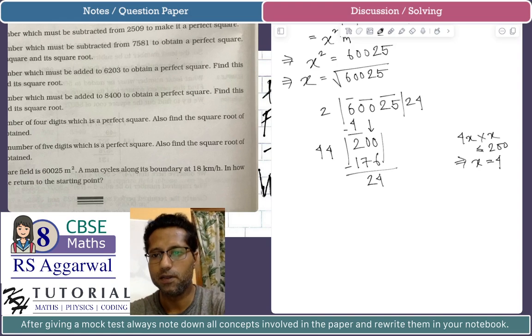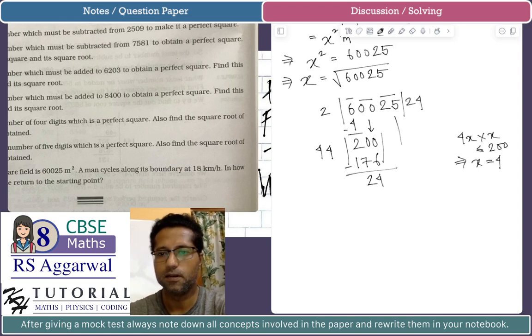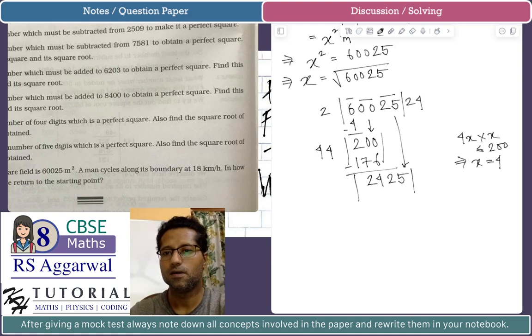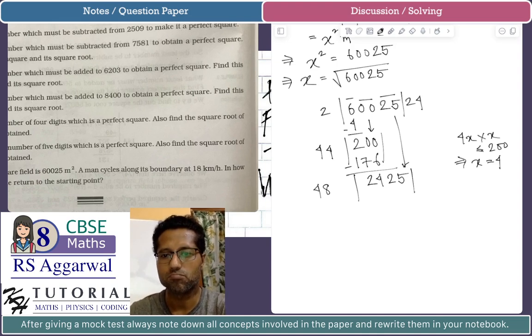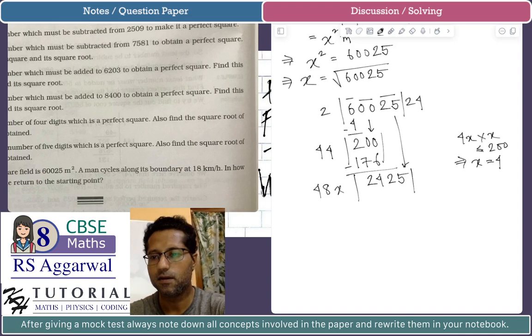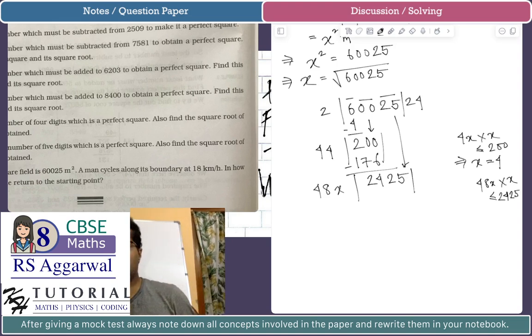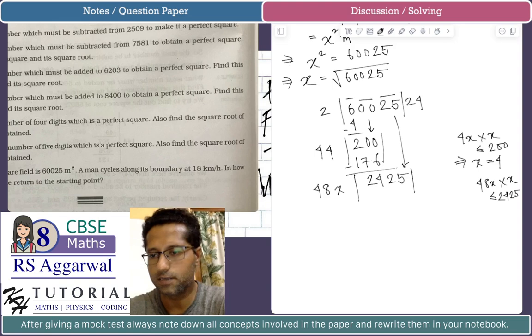Now I will bring down the next period. And the next dividend will be 2425. Okay. And the next partial divisor will be whatever the current quotient is, which is 24 multiplied by 2, that is 48. And now I have to find x such that 48x multiplied by x will be less than or equal to 2425. What can x be? Can x be 5? I think x will be exactly 5.